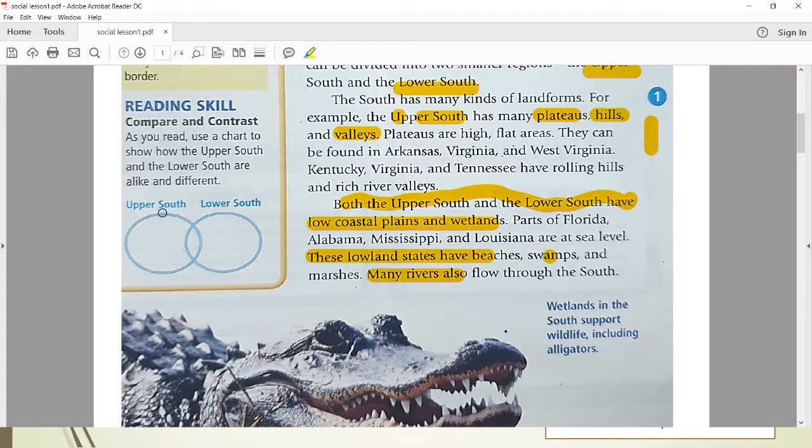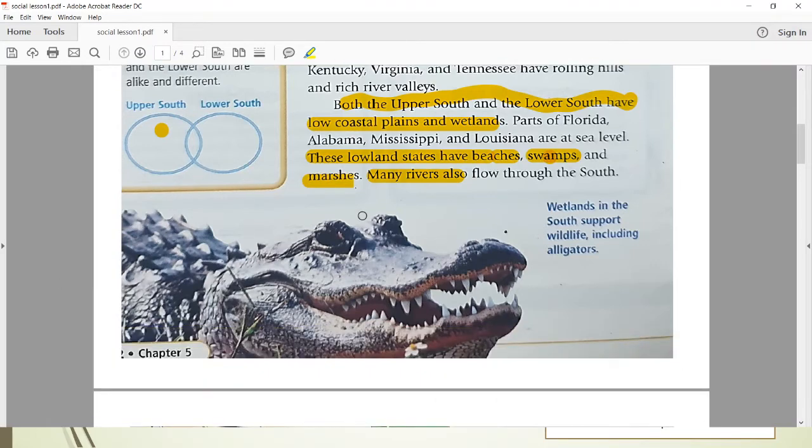So the upper South has what? Plateaus, you can write it here. Hills here, and valleys here. And the lower South, they have, again, beaches, swamps, and marshes. So, where do you think you can find this alligator here? I think you know. We've read this before in lesson 8.